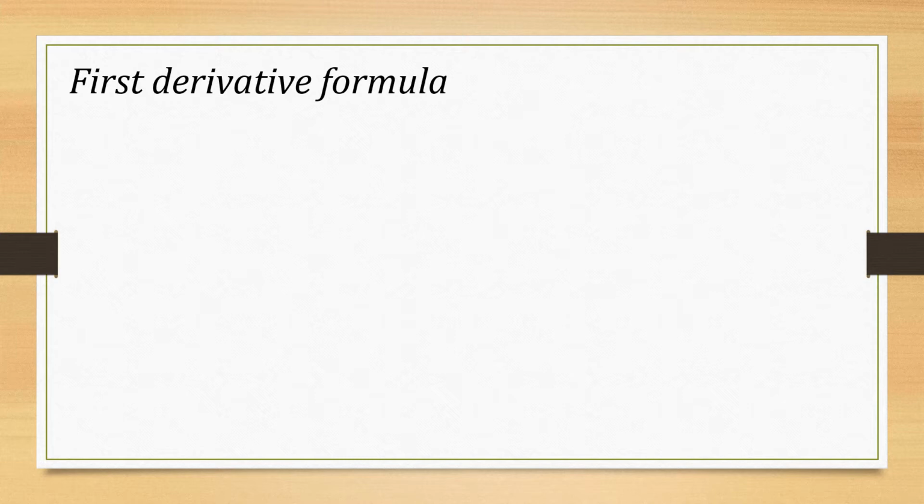First of all, if the question asks you to find the first derivative, you have to know this is equivalent to differentiate. The symbol for differentiate is dy over dx. So this is the first derivative formula, which is dy over dx. Before you do the first derivative, you will be given the equation of y in terms of x.